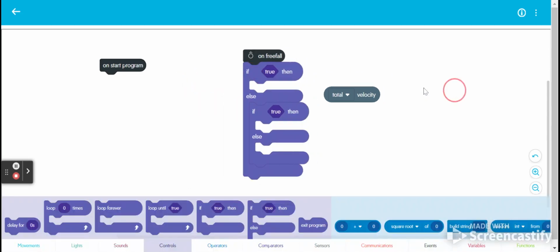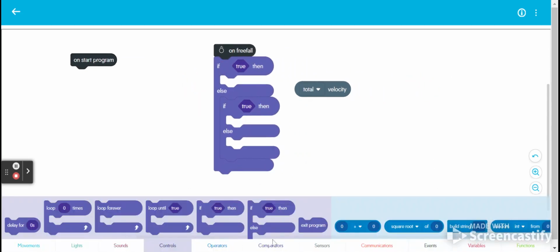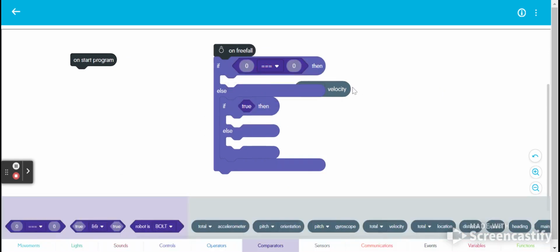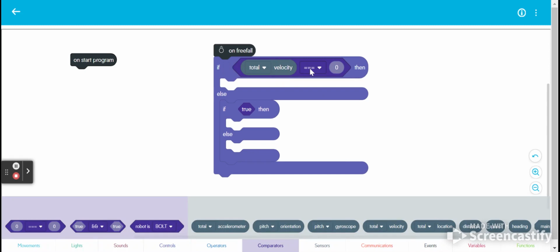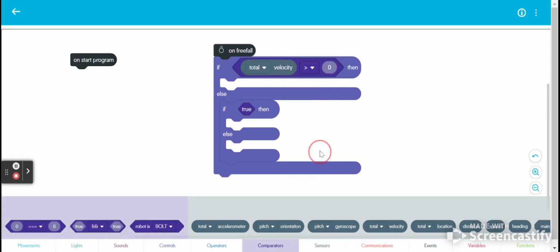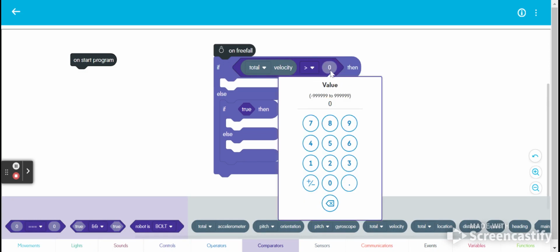if statements in here, and this is how easy it can be. If I put a comparator in here, I could say, okay, if it's free falling, if my velocity, let's say, we'll start with our fastest first.